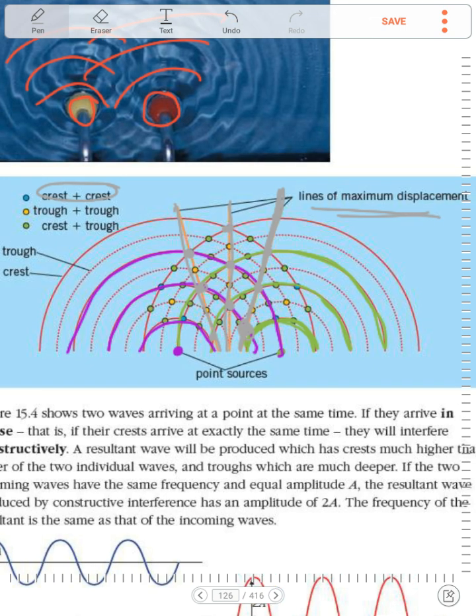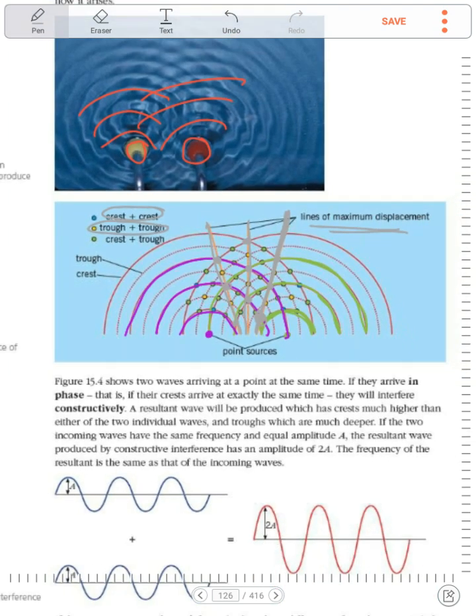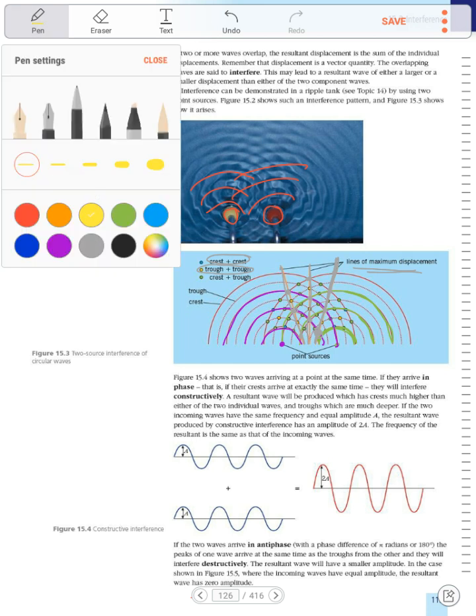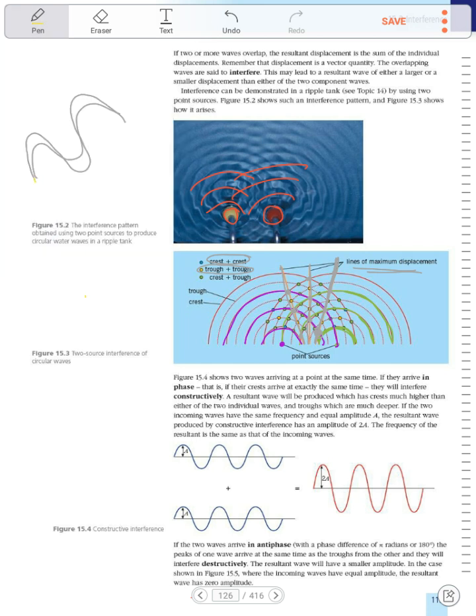We have a crest met with a crest, or a trough met with a trough from wave number 1 and wave number 2. Okay, so if we have a crest met with a crest, or a trough met with a trough, we have a constructive interference. Okay, this is a constructive interference when two waves meet together, have the same frequency, so you add up the displacement together like this, you have a big wave.